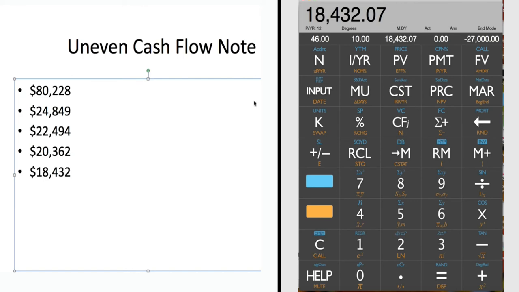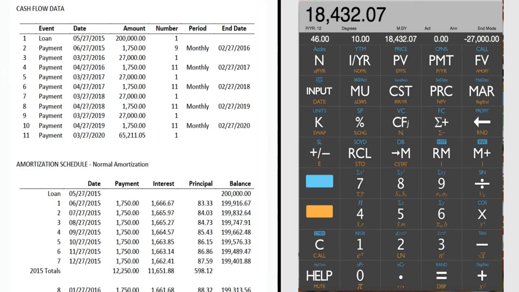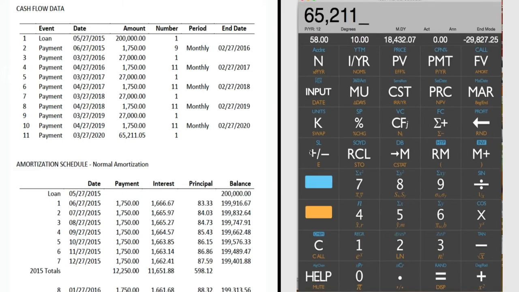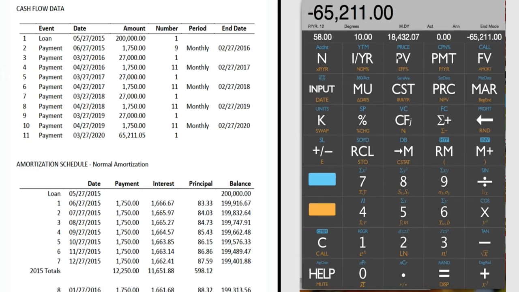And then finally, I got the last one. Recall this plus 12 equals 58 months from now, not 27, but 65. Oops, dang it. 65,211 is the final balloon payment. And what can I pay for that? Okay, 40,297.